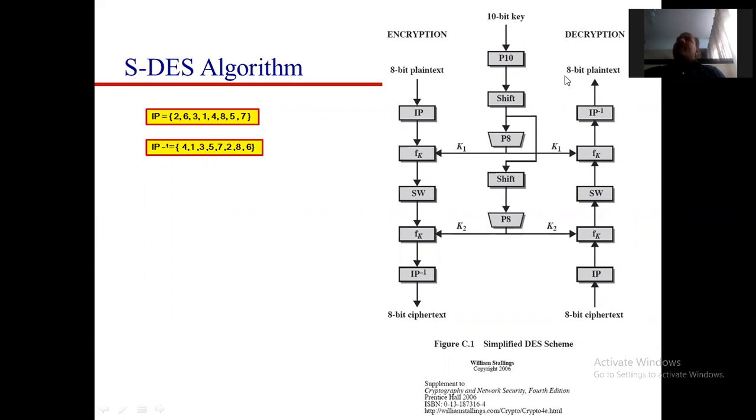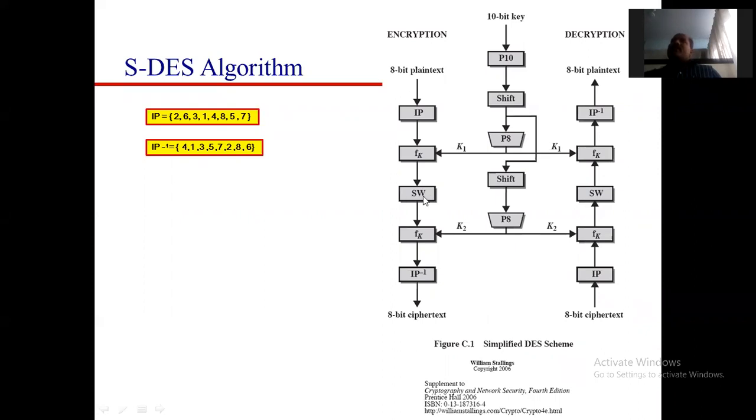Okay, so after getting the initial permutation, we have the FK, that is the complex function. So what happens inside the complex function? We are getting the 8-bit plain text, and we are getting the 8-bit key K1. Then we apply operations, suppose the OR operation, and operations like that, and we get the result. That result we forward to the switch function.